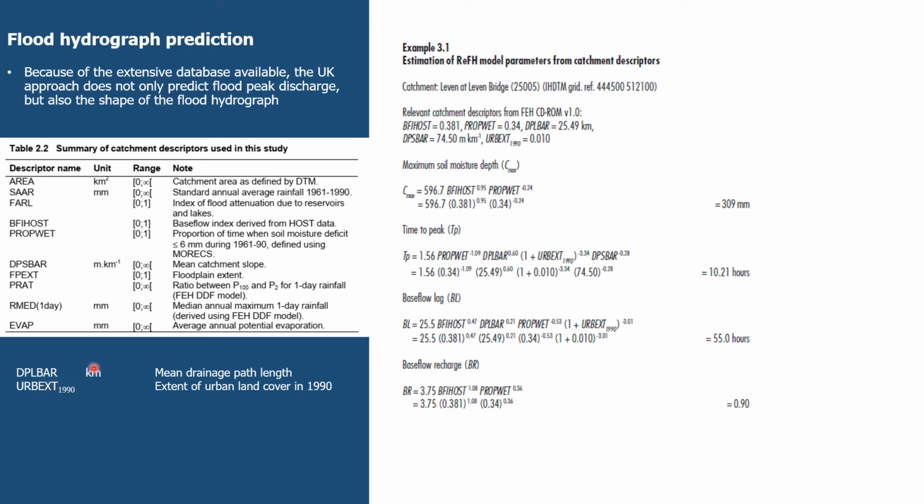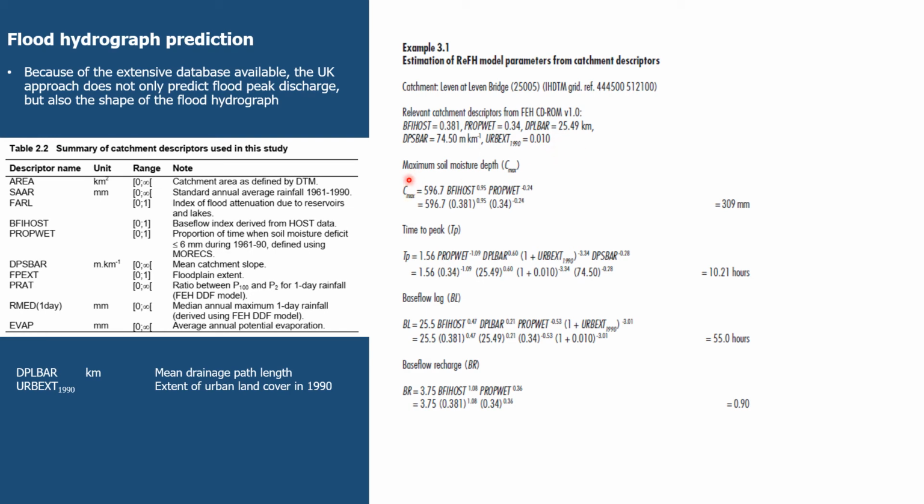Just to give you a quick example then, here is an estimate of how you calculate these parameters for a river called the River Leven at Leven Bridge. From the CD, or now online, you would get the descriptors of that catchment. So base flow index 0.381, proportion wet 0.34, drainage path length 25.49, slope 74.5 metres per kilometre, and a very low urban extent of 1% of the catchment being urbanised.